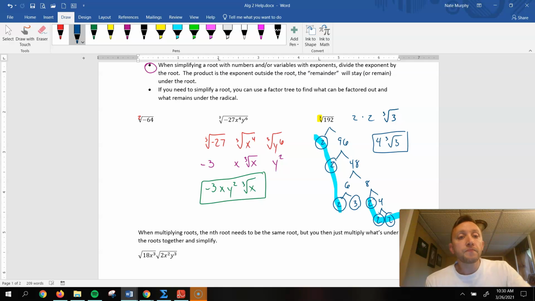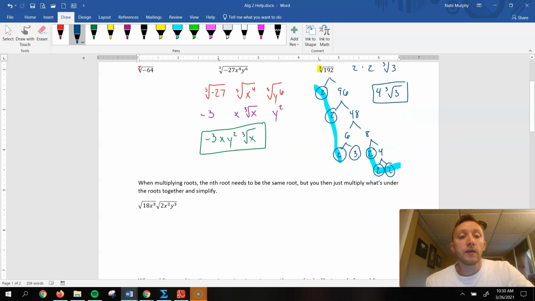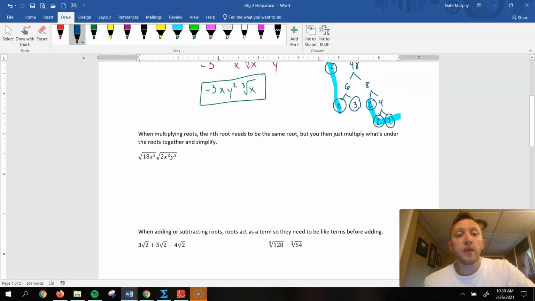Okay, so now let's look at this next piece. If you're ever multiplying roots, the nth root needs to be the same root. So meaning that if you're multiplying like the square root times a cubed root, you can't do that. They have to be the same root, which your teacher's not going to do that to you. I hope that they wouldn't do that to you because that's just a waste of a problem. So you always just want to make sure that you're dealing with the same roots. So everything has to be a cubed root, everything has to be a square root, whatever the root is, the nth root needs to be the same.